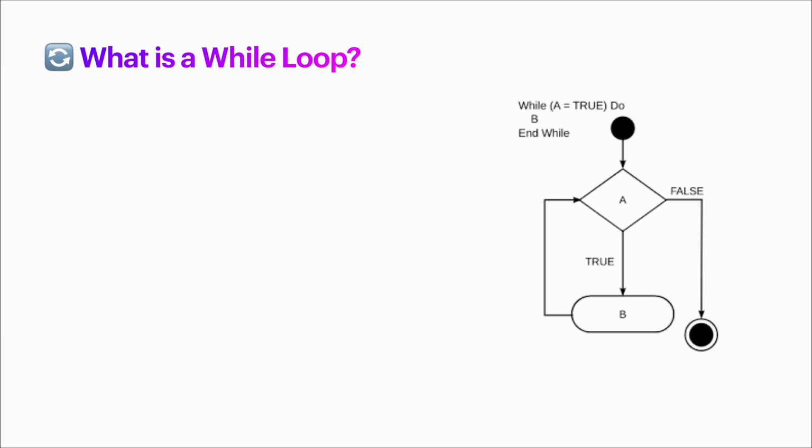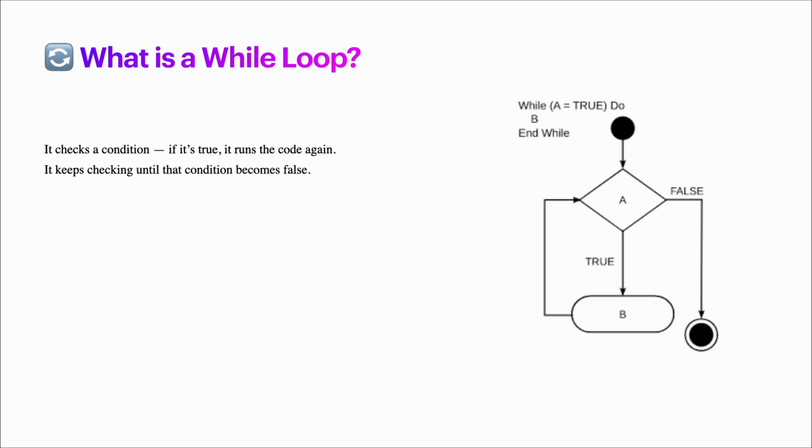So what is a while loop? Looking at the image on your right-hand side and the text on your left-hand side, it checks a condition. If it's true, it runs the code again. It keeps checking until that condition becomes false.